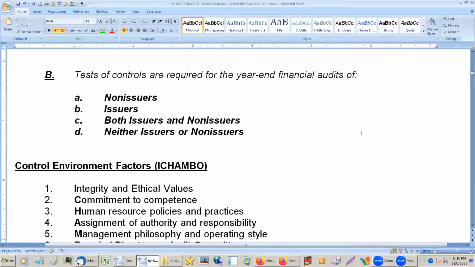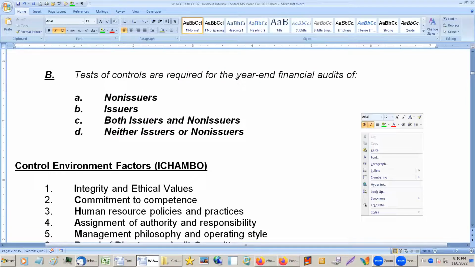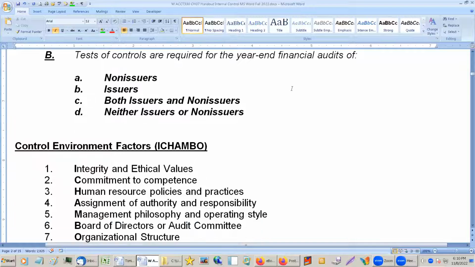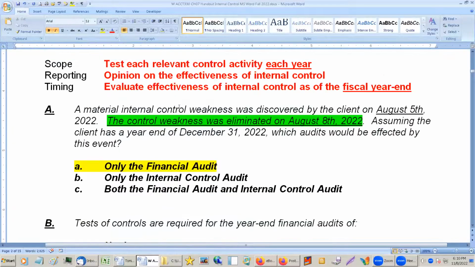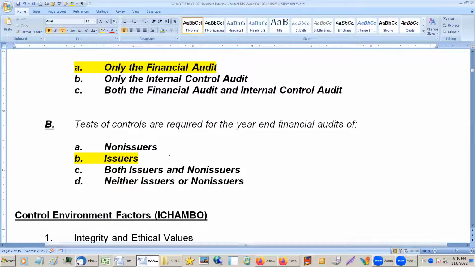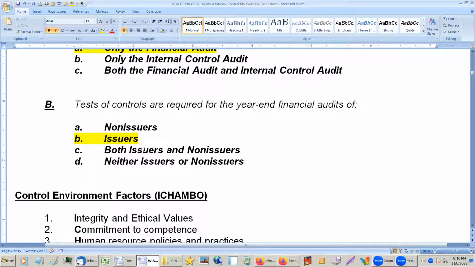Tests of controls are required for the year-end financial audits of issuers. Only issuers, because they have this internal control audit. Now, it is possible that they have their internal controls looked at if they're not issuers, but it's required for issuers.